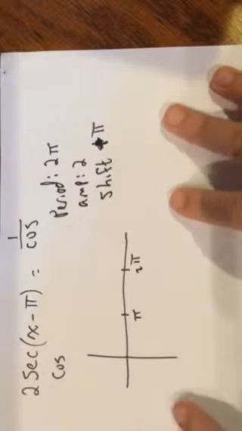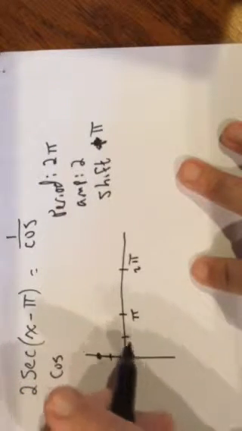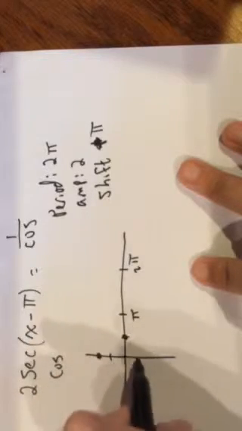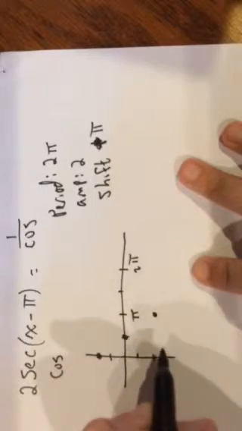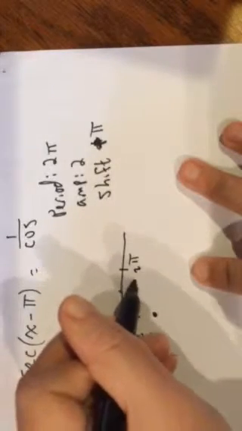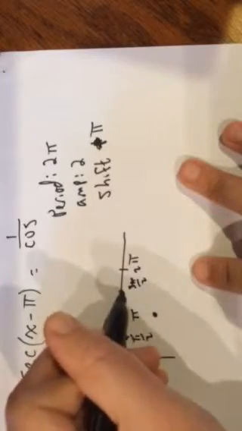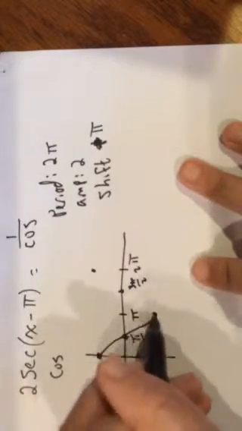So I'll graph regular cosine first. So let's see. All that changes is my amplitude. So instead of starting at 1, it's going to start at 2. Go through 0 at pi over 2. Hit negative 2 at pi. Go through 0 at 3 pi over 2. And go up to 2 at 2 pi. So this will be my regular cosine graph.